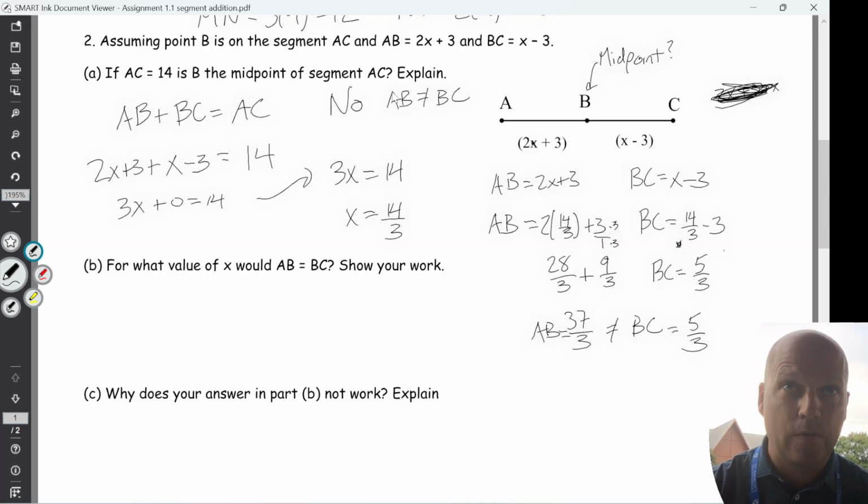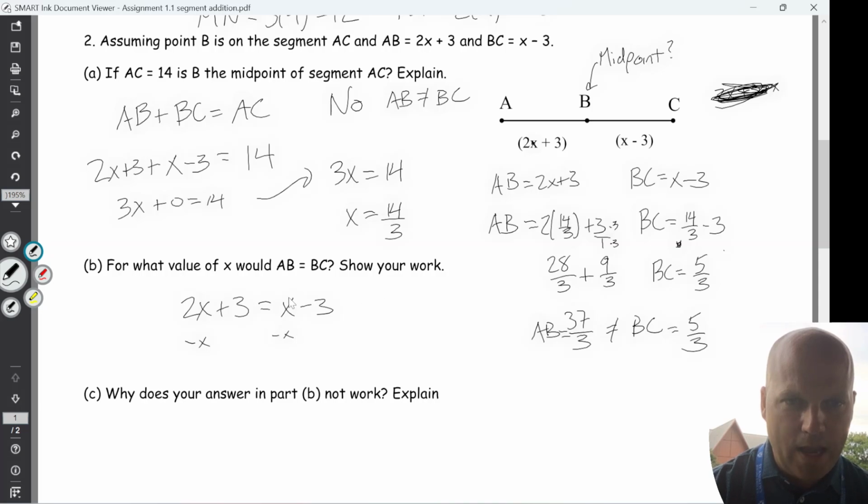Now, another way to have confirmed that M is not the midpoint is kind of laid out for us in part B. For what value x would AB equal BC? Well, if AB equals BC, that means the number has to follow the properties where 2 times the number plus 3 equals the number minus 3. Now, we have variables on both sides of the equation. We have unknowns on both sides. We can use algebra to help us figure this out.